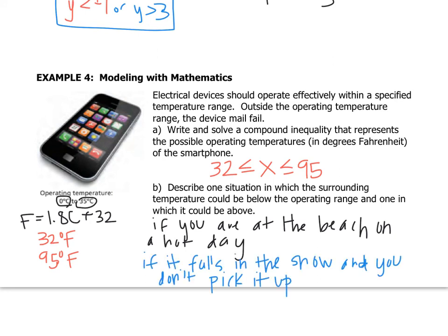The example I came up with was if it's snowing and your device falls in the snow and you just kind of leave it there. Obviously, there's other issues like it might get water damage, but if it gets in the snow for a really long time, it might go below 32 degrees.